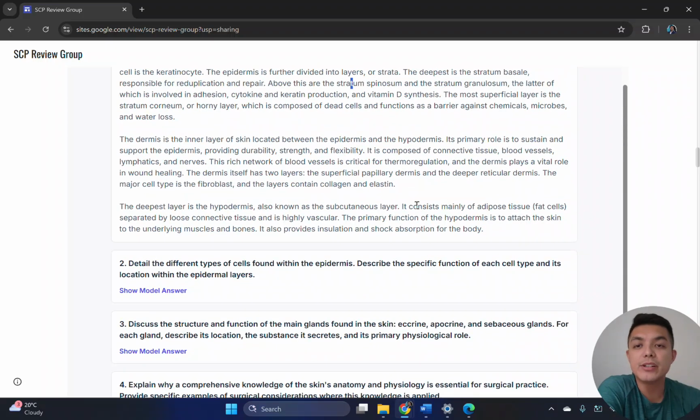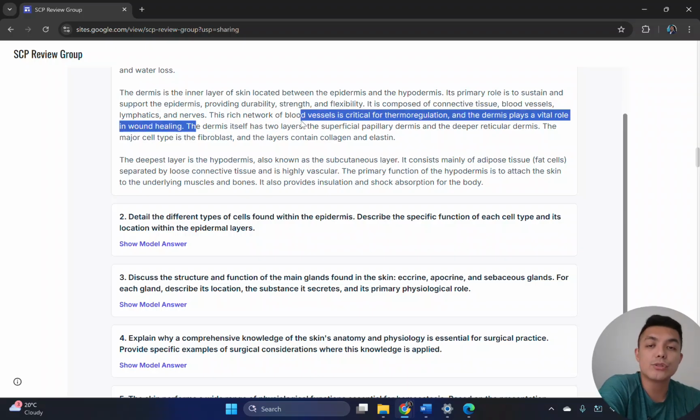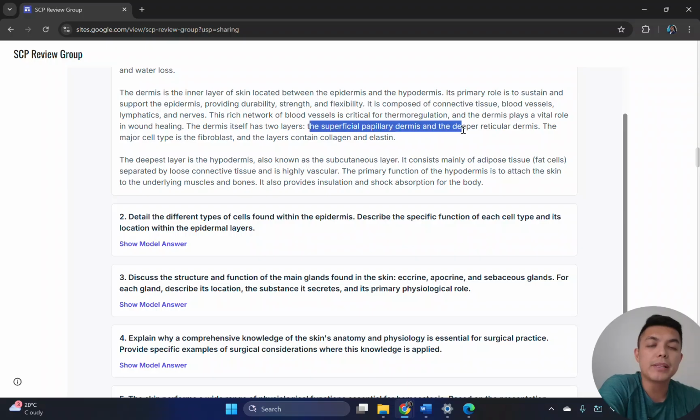And the dermis is the inner layer of the skin located between the epidermis and the hypodermis. Its primary role is to sustain and support the epidermis, providing durability, strength, and flexibility. And it is composed of connective tissue, blood vessels, lymphatics, and nerves. Now, this rich network of blood vessels is critical for thermoregulation, and the dermis plays a vital role in wound healing. And the dermis itself has two layers: the superficial papillary dermis and the deeper reticular dermis.